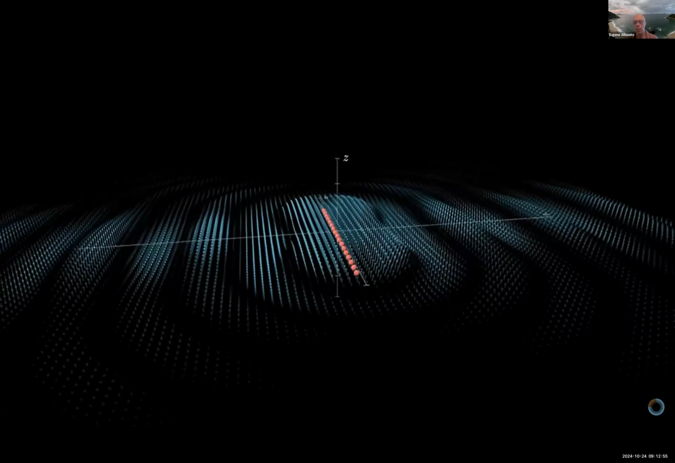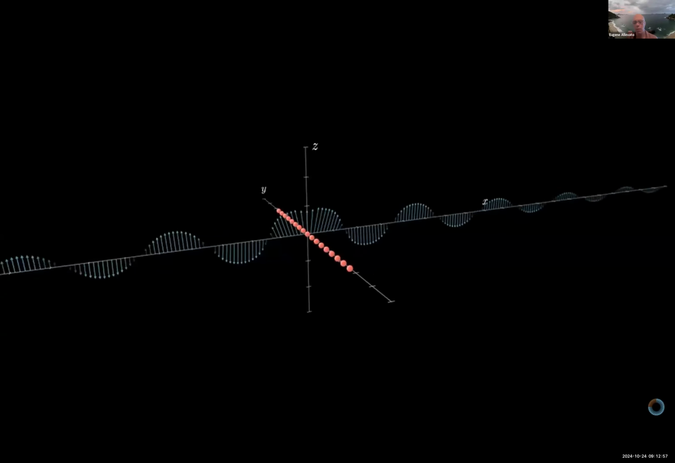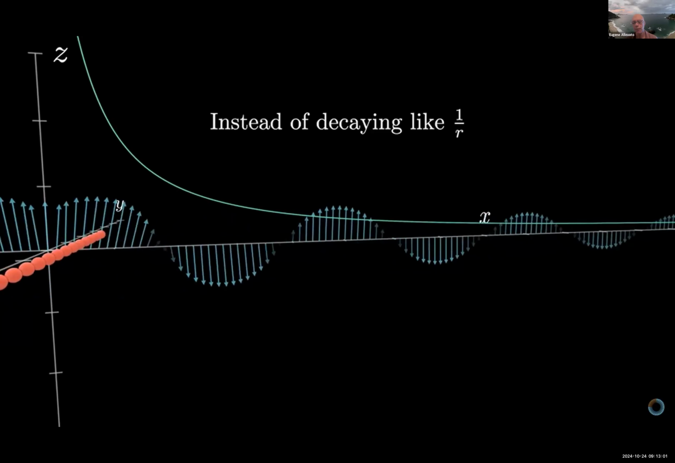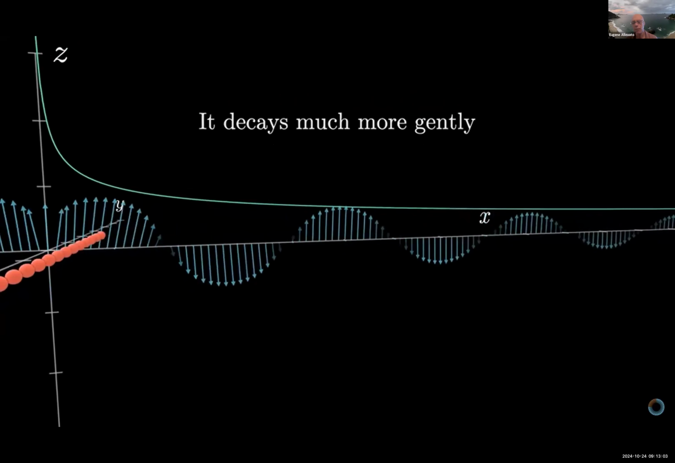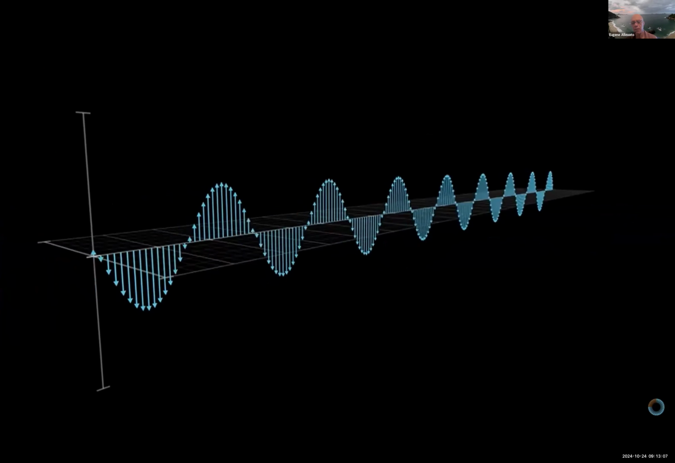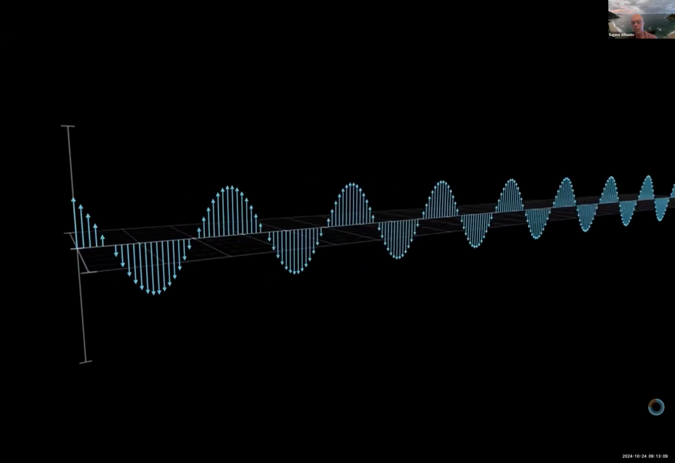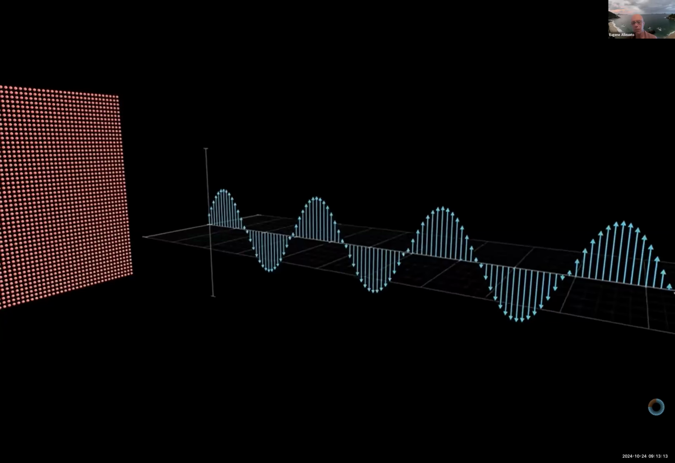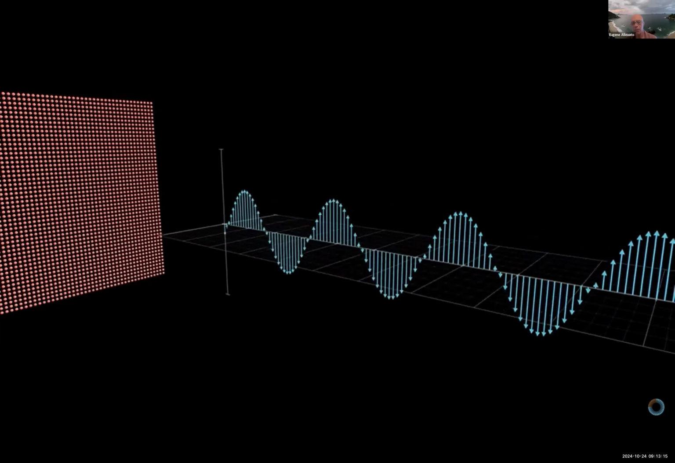So if you were to focus on the field just along the x-axis, instead of decaying in proportion to 1 over r, this combined effect decays much more gently. In the extreme, you can get something arbitrarily close to those pure sine wave propagations we were illustrating earlier, if at some distance away you have a large number of charges oscillating in sync with each other like this.